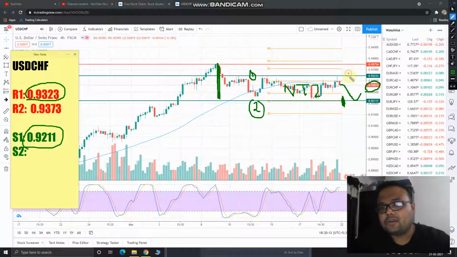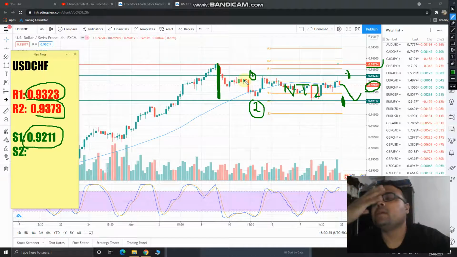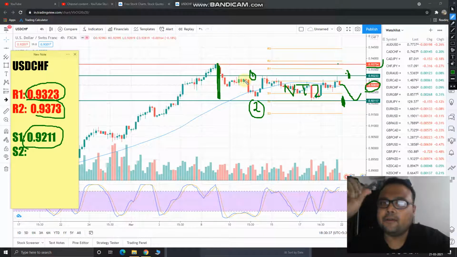In case the market crosses the 0.9323 level, and you see that yes, there is good volume also, then you can go ahead and buy above this line for a small profit of 0.9373, this R2. But if you are looking for a better trade, or a better opportunity, then I'll tell you that this is not the position for you.